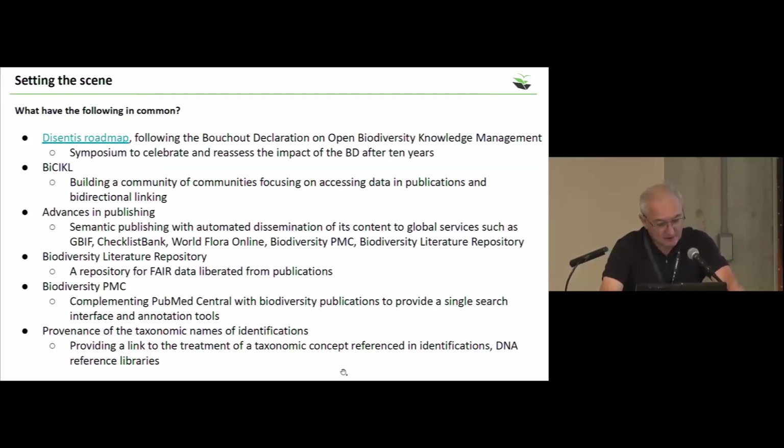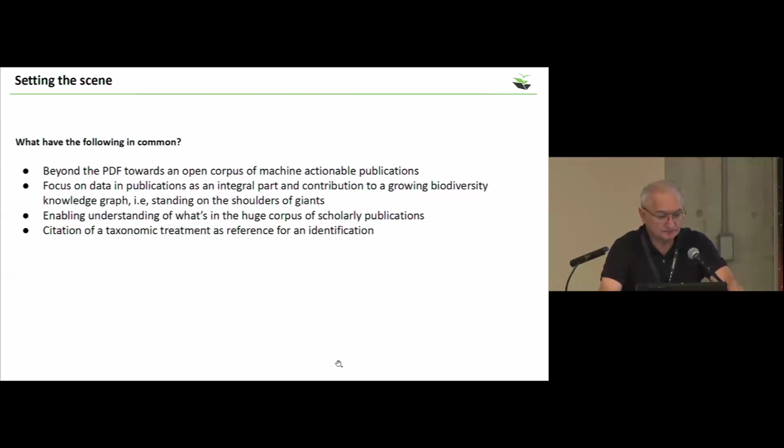They also provide provenance for the taxonomic names, a link to the taxonomic treatment. A treatment is a description of taxa. So they provide that data in a form that can be directly used to create biodiversity knowledge graphs, and also provide a citation of taxonomic treatments in the publications, because all the treatments they extract from the literature have, of course, unique identifiers.